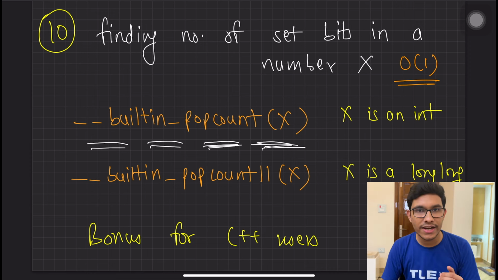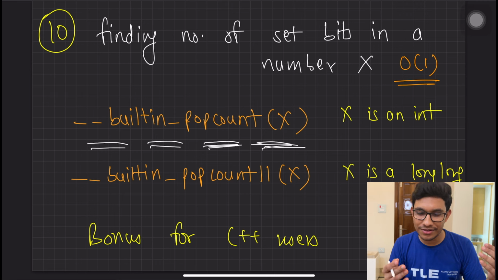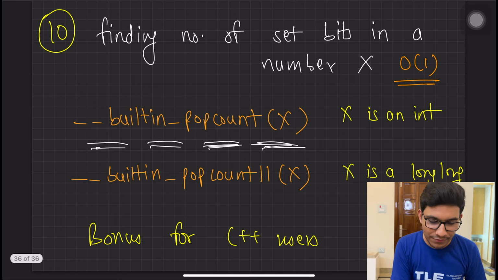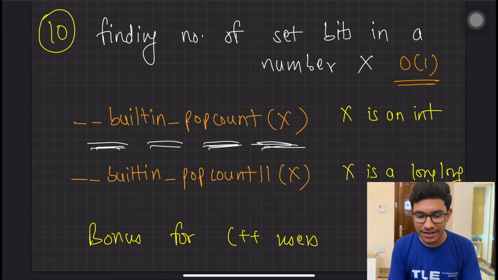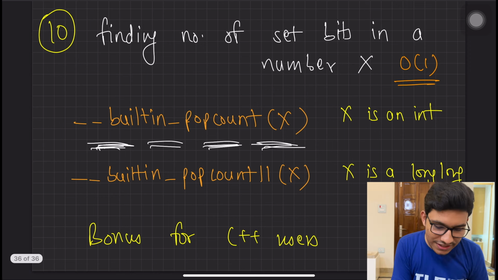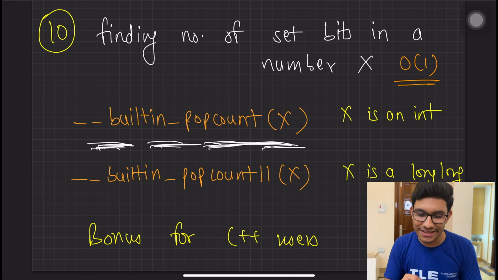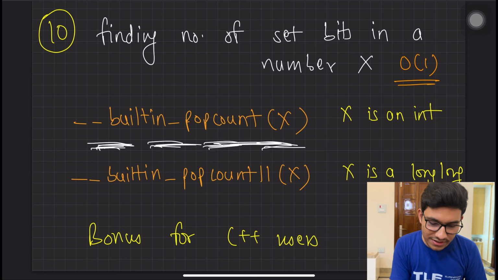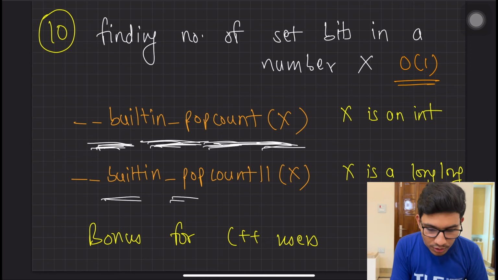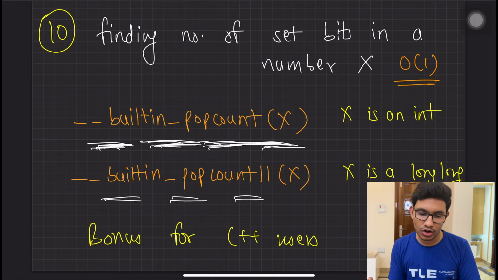In case you're interested to find out how this works in order of 1, and if you're a Java or Python user and you want to replicate that same functionality, then sure, you can Google it up and you can learn more about it. But for C++ users, if you want to find out the number of set bits in any number, stop using this approach of iterating over all the bits. Just use this function, built-in pop count, and pass in X to it, and it will return the number of set bits in the number X. In case X is a long number, then don't use this built-in pop count. Instead, use built-in pop count LL. This is for long values, okay?